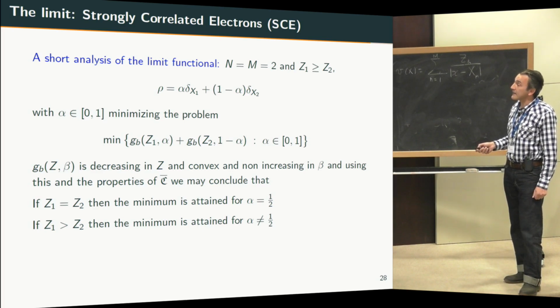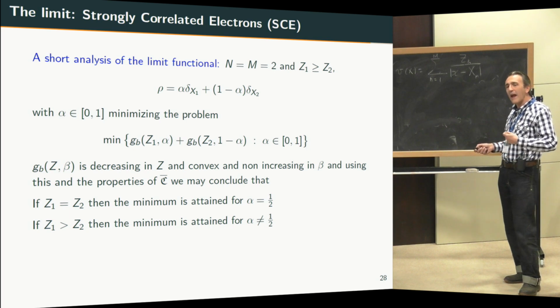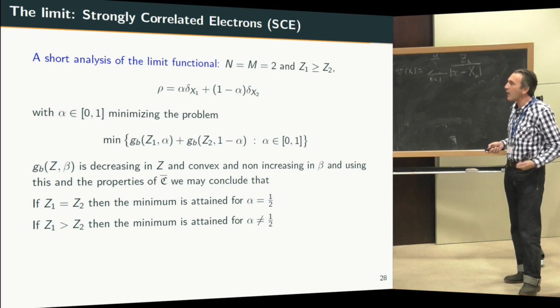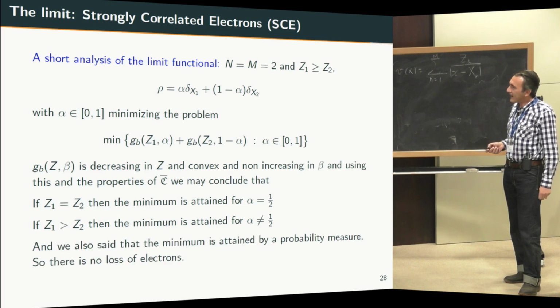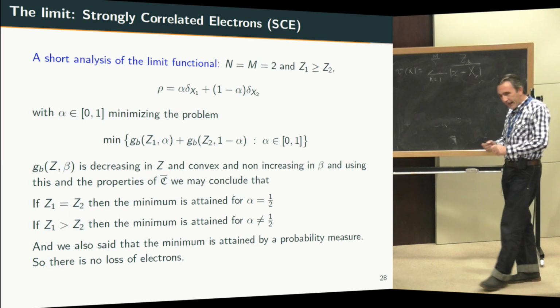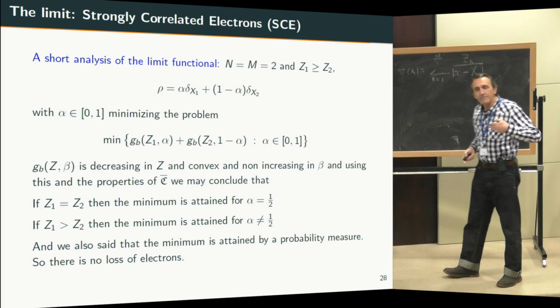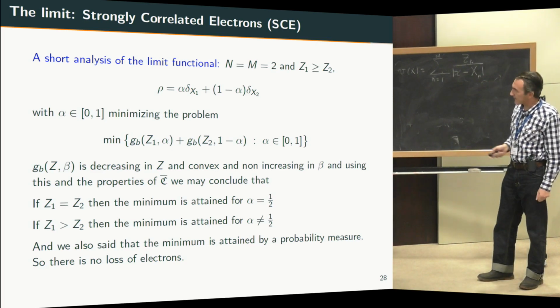Whenever zeta 1 is greater than zeta 2, the minimum is attained for alpha different from 1/2, so it is not true anymore that particles are going to the heaviest nucleus. The interaction now has an important role. And I also said, without saying it, that in some sense the minimum is attained on probability measures, because you see, I started directly with this. I'm tricking in some sense, but we know that, we can prove that. So, when you break a molecule, there is no loss of electron at infinity, okay? So this is a side result of this theorem.